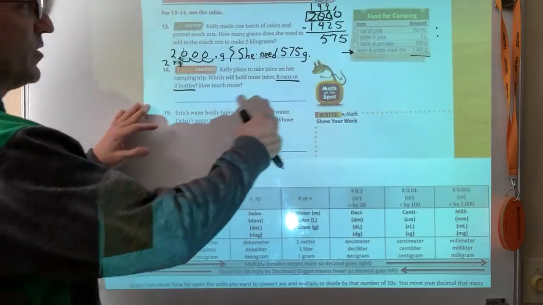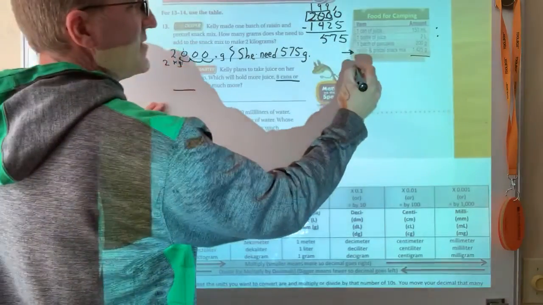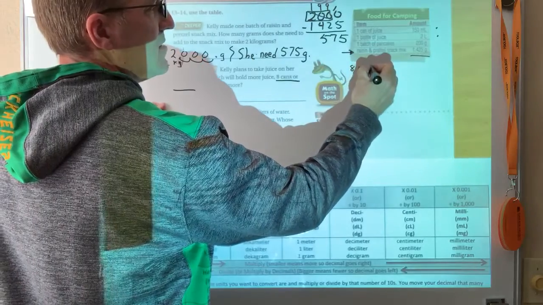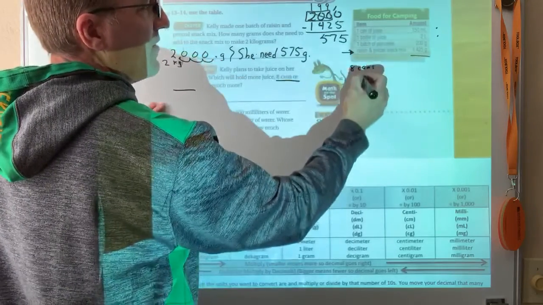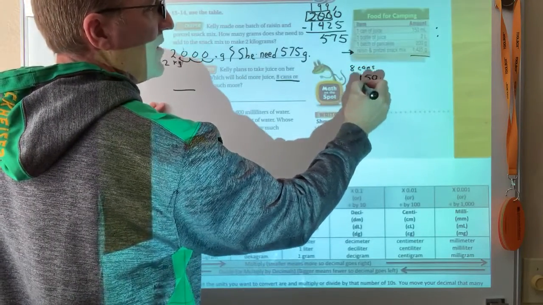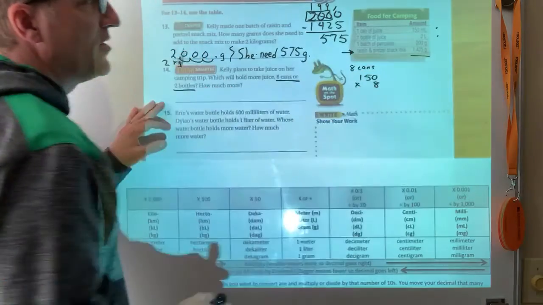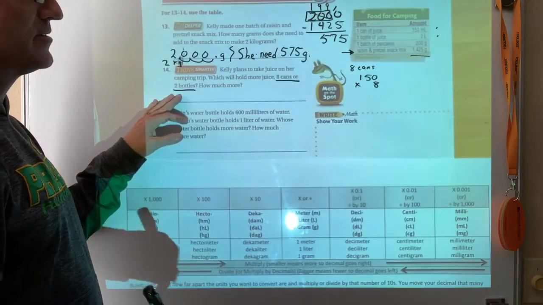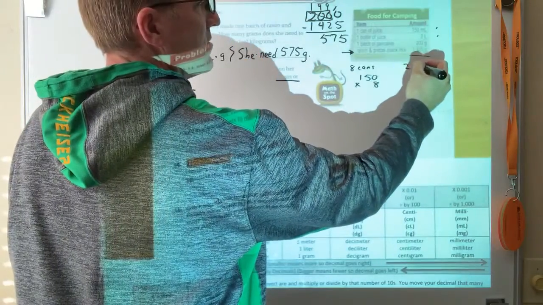So I'm going to do this one right here. It says 8 cans. So 8 cans is 8 times 150, right? So I write 150 times 8. And let's see if you can figure out the bottles one. She's got 2 bottles, right? So over here is 2 bottles.